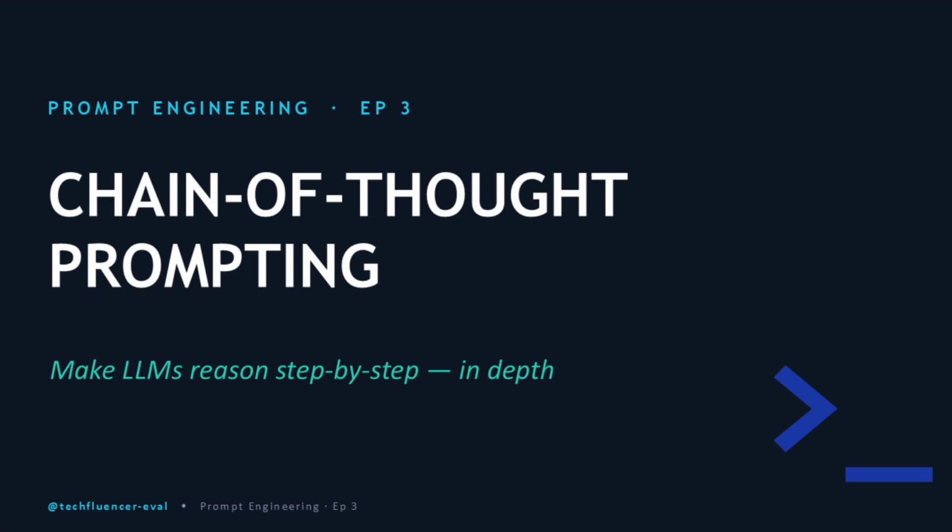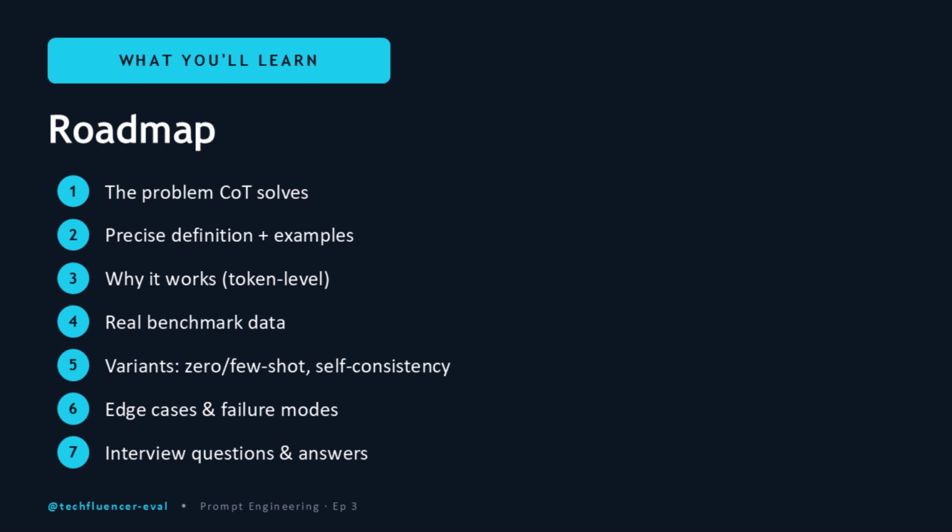Let's get into it. Here's the roadmap. First, the core problem chain of thought solves. Then a precise definition and a concrete example. We'll cover why it works mechanically, look at real benchmark data, and walk through the major variants: zero shot, few shot, and self-consistency. Then the part most tutorials skip: the edge cases and failure modes. And we'll finish with interview questions and answers.